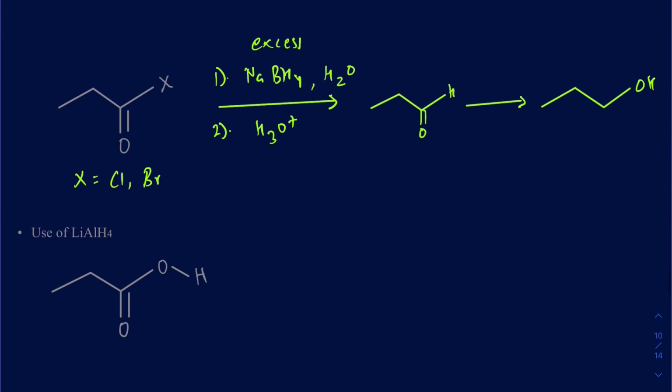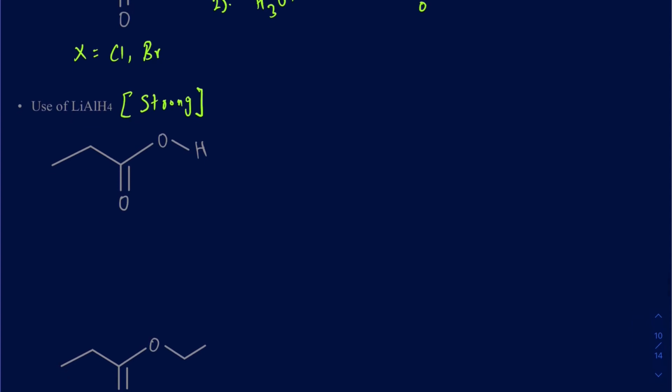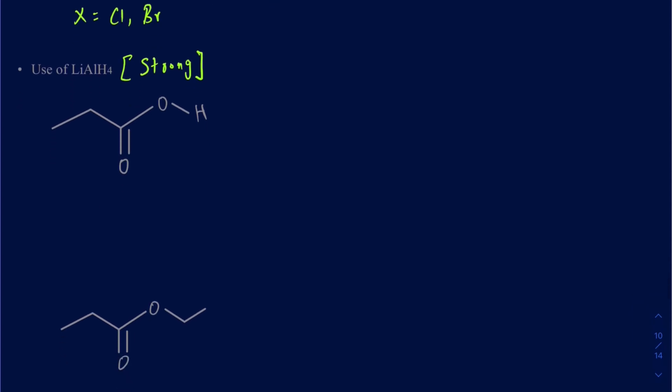Now let's talk about under what conditions we're going to be using the LiAlH4. This is a strong reducing agent, so we're going to be looking at esters and acids, especially, and even amides and even nitriles. We're not going to be talking about amides and nitriles here because they don't really make alcohols upon reduction, but rather amines. I'm just going to be focusing on esters and acids.